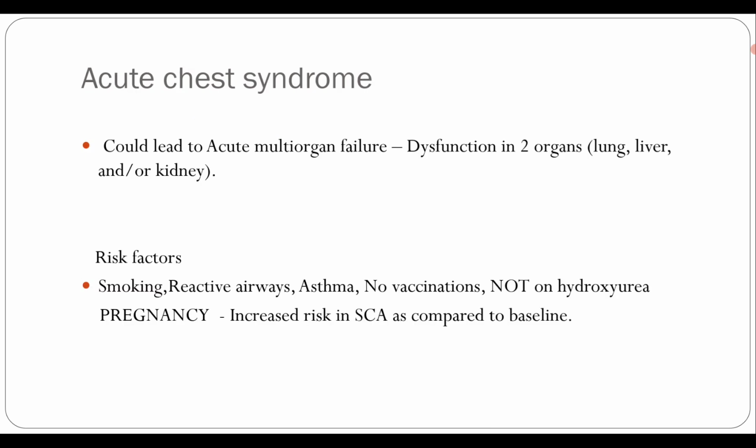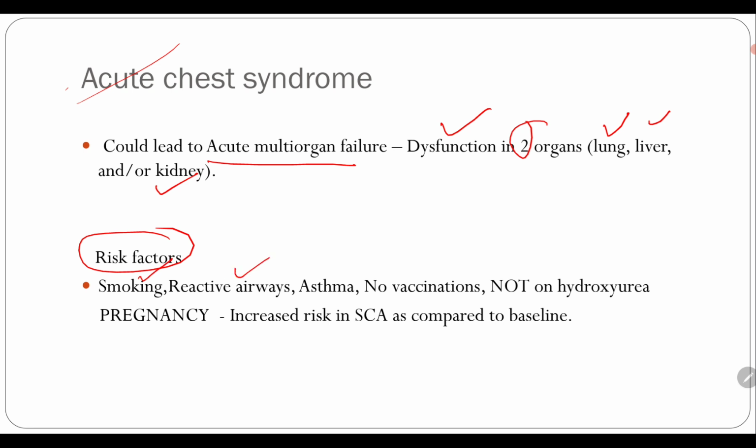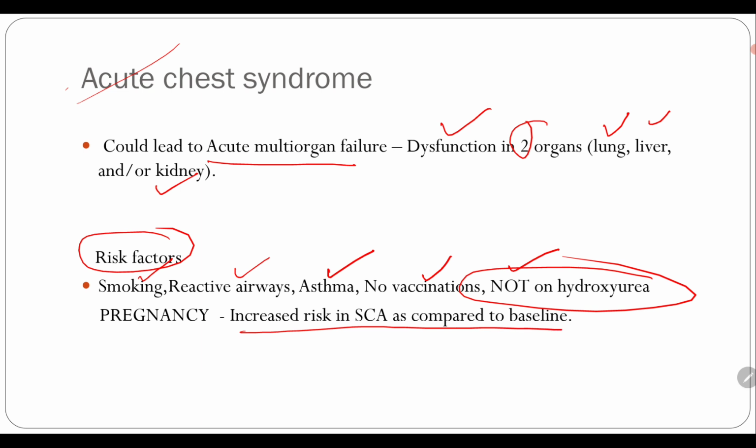Okay, so how do we manage acute chest syndrome? It could lead to acute multi-organ failure, like dysfunction of two organs such as lungs, liver or kidney. The risk factors are very important. Smoking is the most common, reactive airway like hypersensitivity reaction, asthma, no vaccinations, not on hydroxyurea in pregnancy because they have stopped hydroxyurea. That will increase the risk of sickle cell crisis compared to baseline.